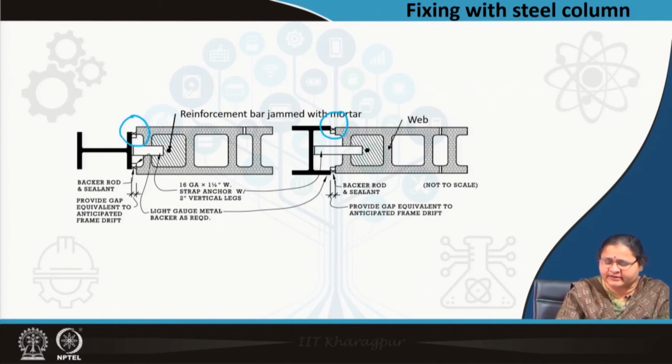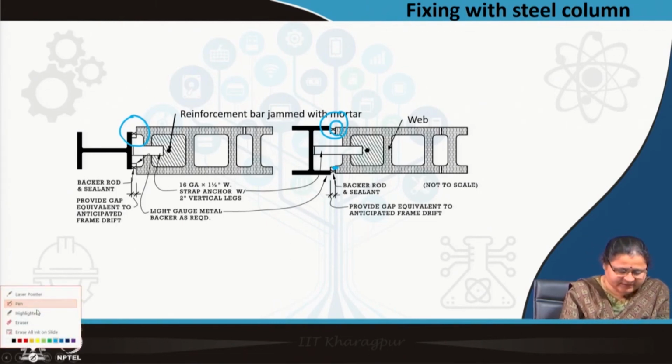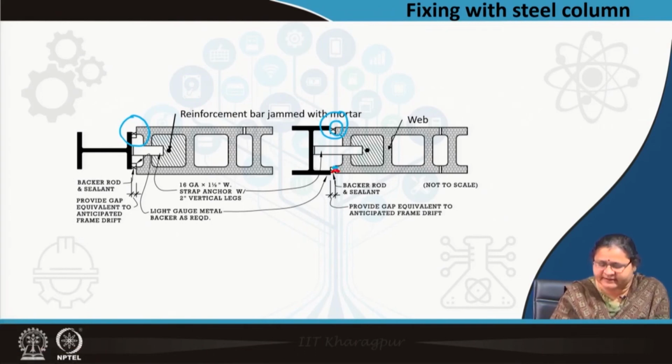So, here there is a chance it will come and match. It can even get into it, depending on the structural design. But if it is not setting inside, you have to seal this point. So, this is the sealing point. And you see here there is a backer rod, and in front of it is the sealant.